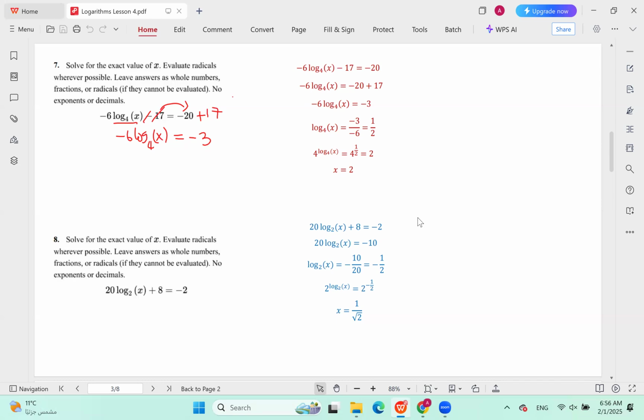Now, this -6 here can be transferred to the other side as well by division. So we have -3 over -6, which gives us +1 over 2. And on the left, we have log base 4 x. Now we can raise both of them to the base of 4. So 4 power left equals 4 power right. These cancel out, and we have x equals 4 power half, which is equal to 2. And this would be the final answer here.